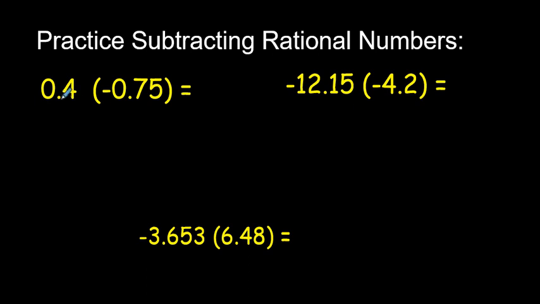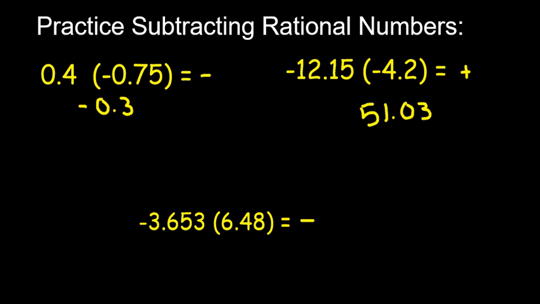All right, first of all, looking at this first problem, if we have a positive times a negative, you should have gotten a negative product. For the next one, a negative times a negative, you should have gotten a positive product. And this final one, a negative times a positive, is a negative. Now for the answers. All right, and there are your answers.